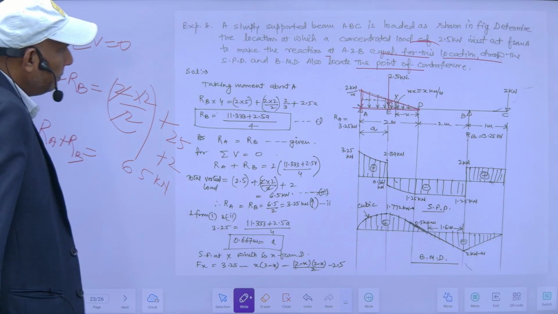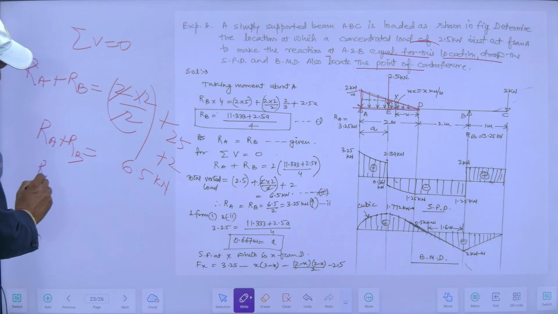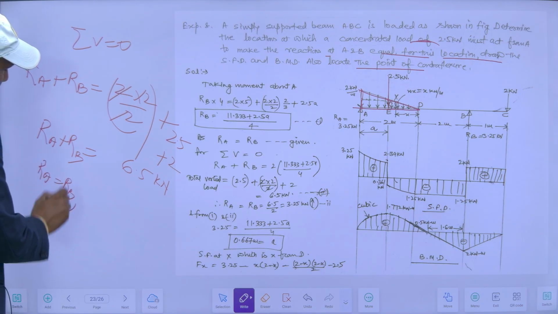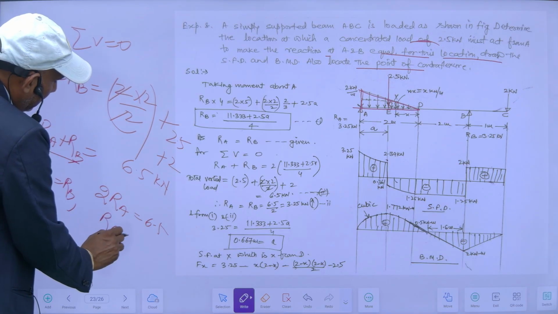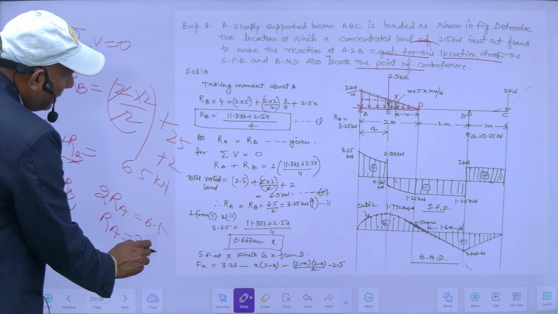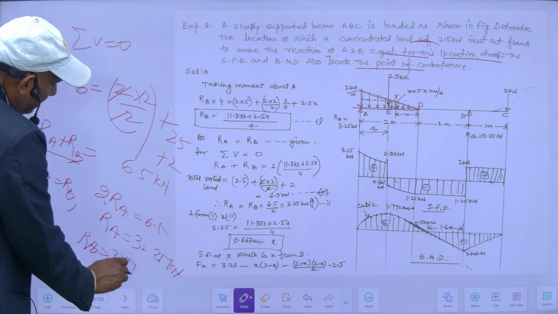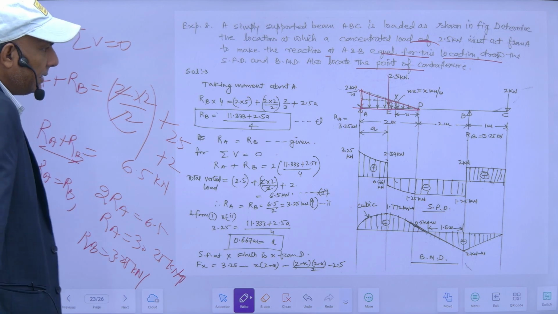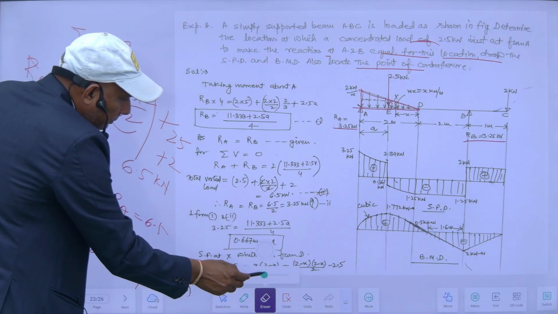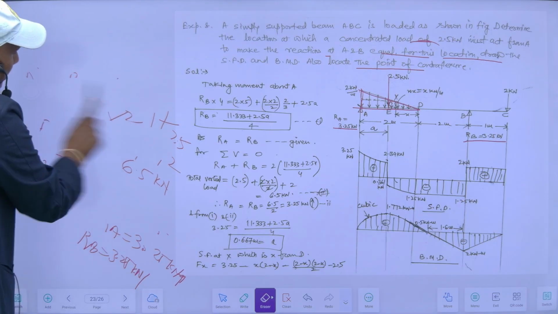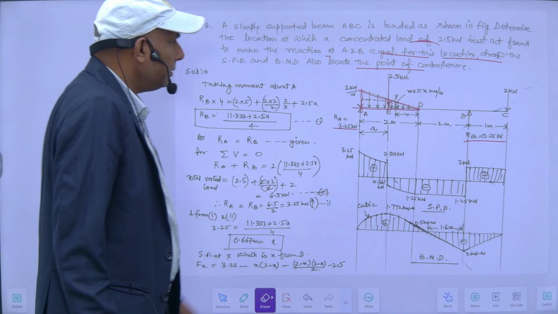Now, both the reactions are equal. What this says is RA is equal to RB. So 2 RA is equal to 6.5. Then RA is equal to 3.25 kilonewton, and RB is also equal to 3.25 kilonewton. So both are vertically upwards. So these are my reactions now, 3.25 and 3.25. So these are the vertical reactions, 3.25, 3.25 both here.